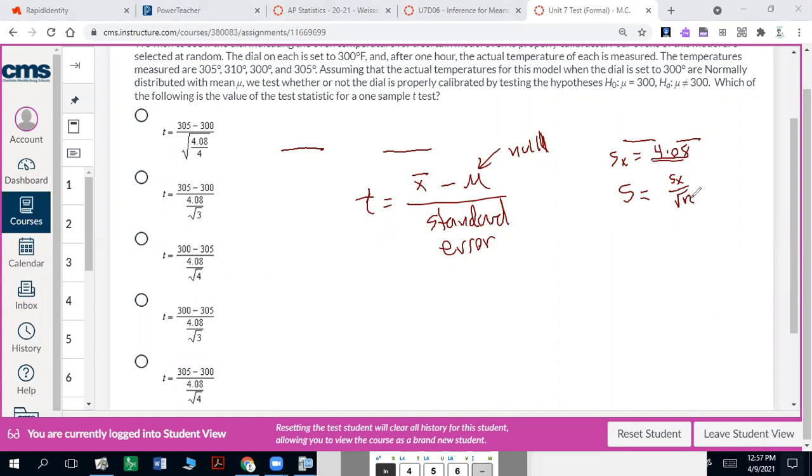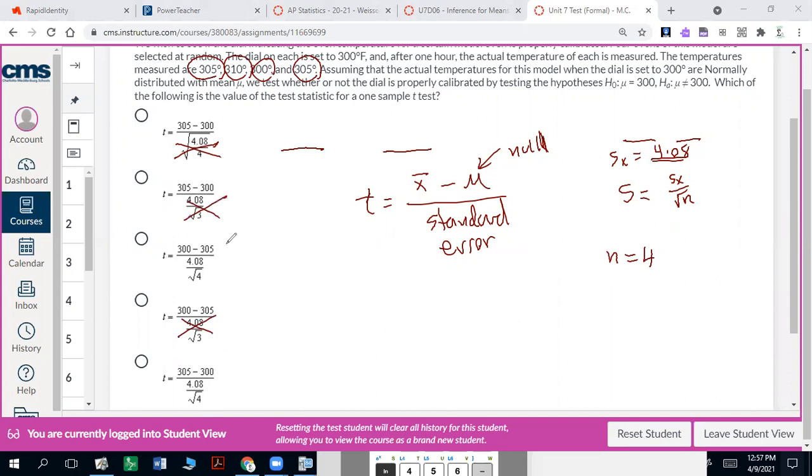But it's the standard deviation over the square root of n, so we can get rid of that. And what is n? Well, we have 4 different temperatures. n is going to be 4. So we want 4 to be under the square root symbol, not 3.